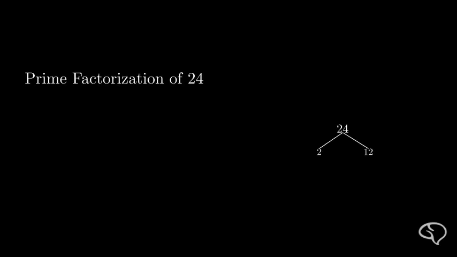Now, let's talk about how exponents can make prime factorization much easier. Remember prime factorization? It's when you break a number down into its prime building blocks. Let's take the number 24. We can use a factor tree to find its prime factors. 24 can be split into 2 and 12. 2 is prime, so we circle it. 12 can be split into 2 and 6. 2 is prime, so we circle it. And 6 can be split into 2 and 3. Both are prime, so we circle them. So, the prime factorization of 24 is 2 times 2 times 2 times 3.